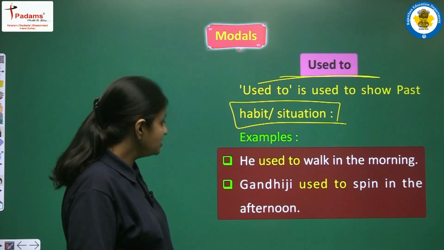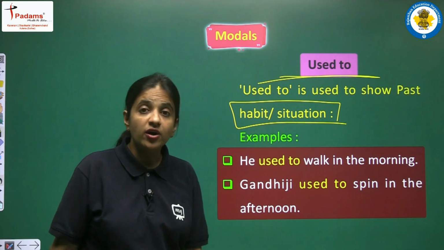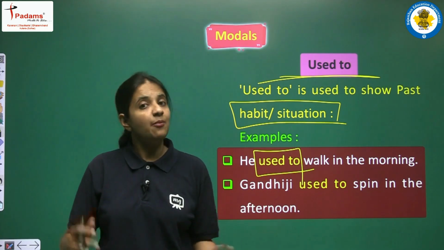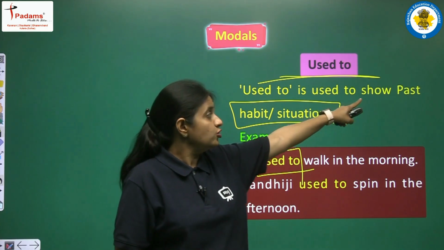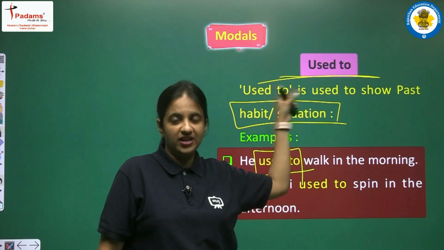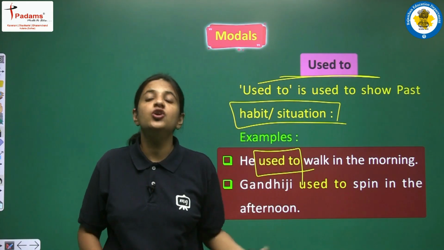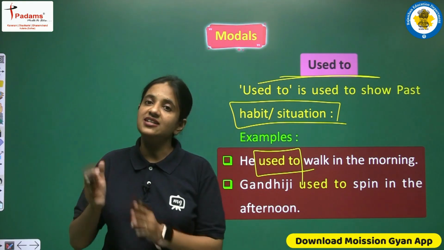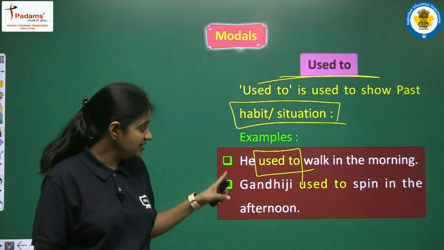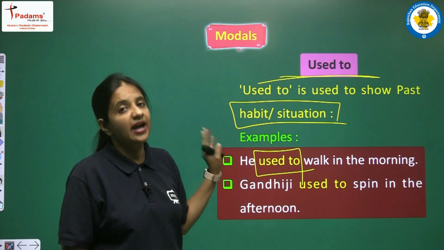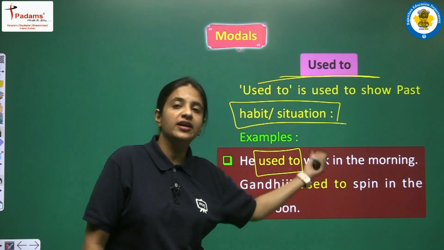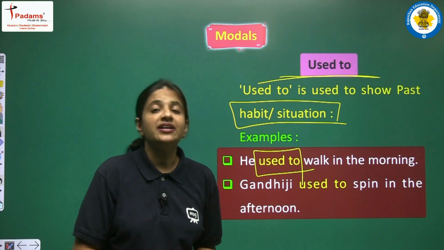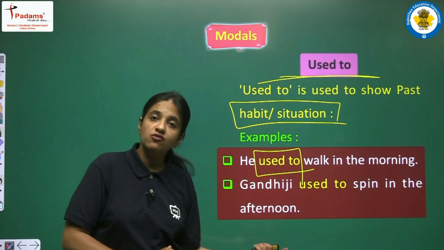The first example is: he used to walk in the morning. So the first thing that is clear here is that we have to use this modal in the past time only, because we have to show past habits with the help of this modal. So yes, this modal is used to show past habits. This is used in the past tenses only. Like in this example, we are talking about one person, and we are saying that he used to walk in the morning. So yes, we are saying that in the past time, not in the present, he used to walk in the morning.